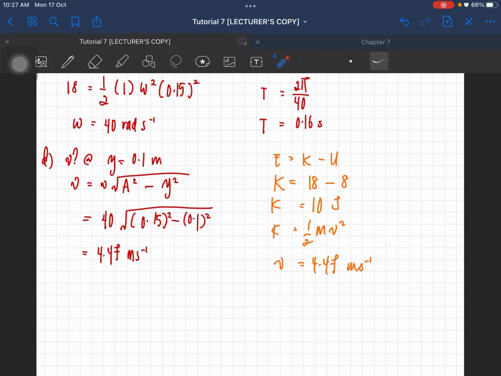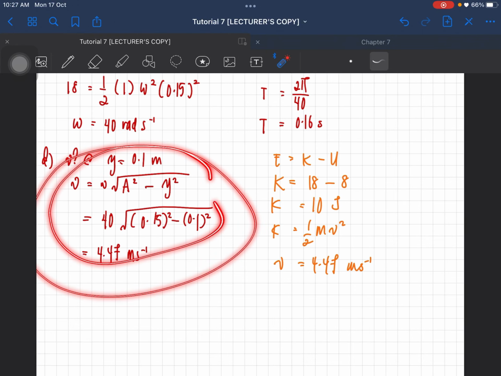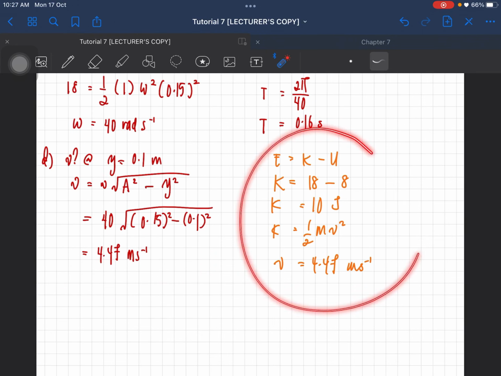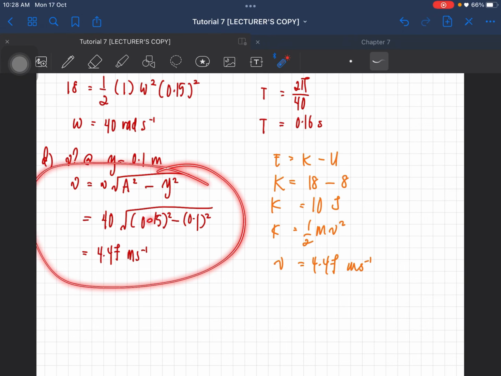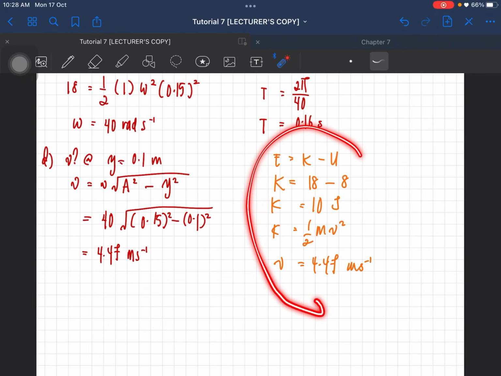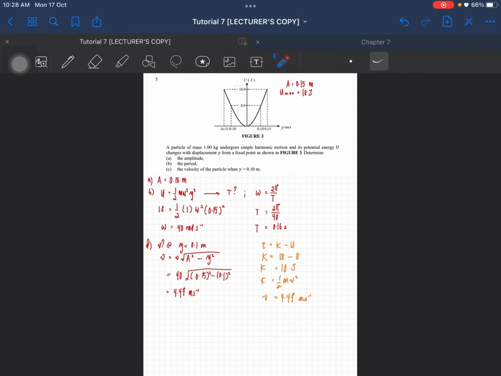But honestly, I would suggest you just directly use this one, because you have everything. Why would you add an additional step to your solution? Because you have your angular frequency, you have your amplitude, you have the value of y that is asked. So why not just directly use this, right? Why would you add an extra step in your solution? Okay, right, so that is question number 5.